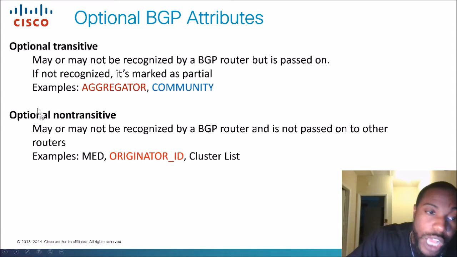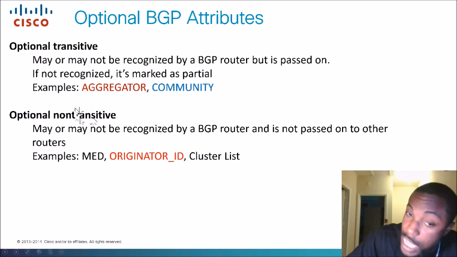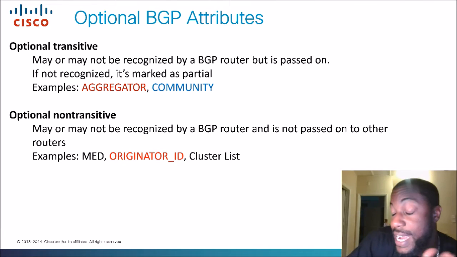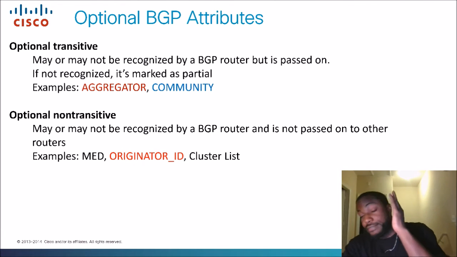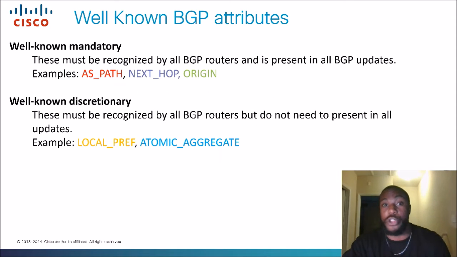And then we have the optional non-transitive. Optional means they may or may not be recognized by a BGP router, and non-transitive means it's not passed on to another router. So you may or may not see this on a router, but for the most part, the well-known ones are the ones we're really concerned with. These three are the ones we are really concerned with.